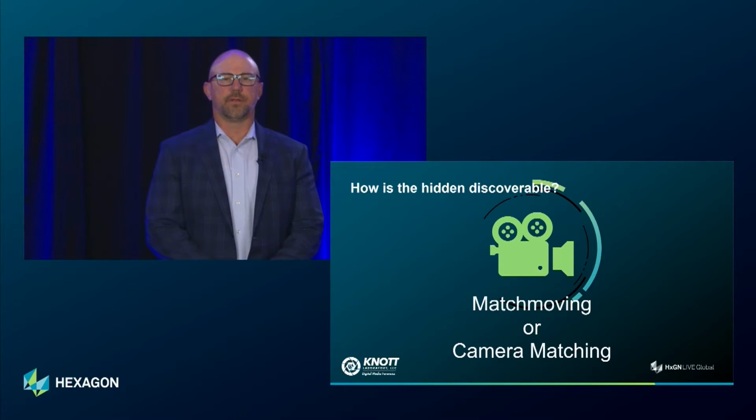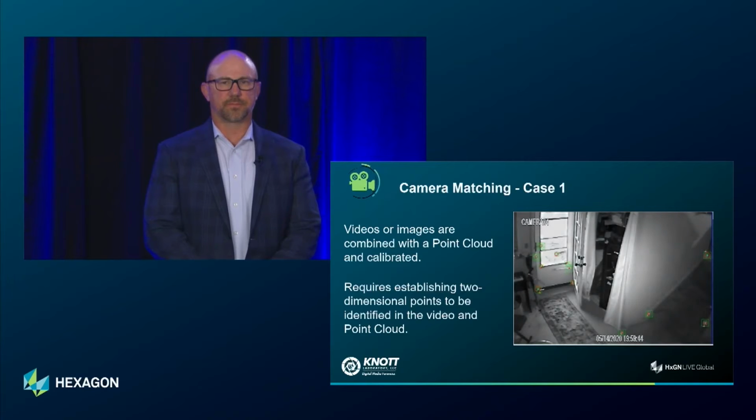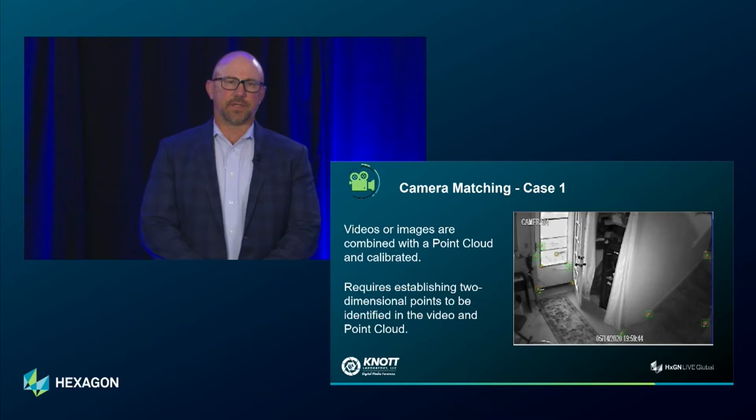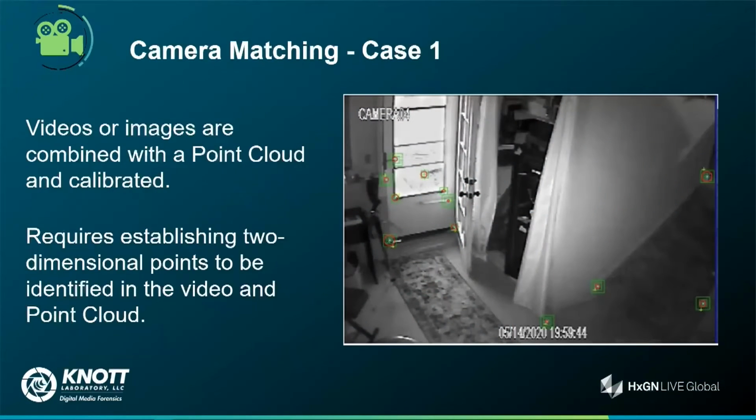and how the hidden becomes discoverable. So back to case one. In this situation, camera matching is establishing two-dimensional points that can be seen in a video, which is just a framework. It's multiple frames of multiple single camera pictures of a frame that are linked. And so we're trying to create select two-dimensional points that are identifiable in both the video and the point cloud. And this is the process of where we're going through and doing that.